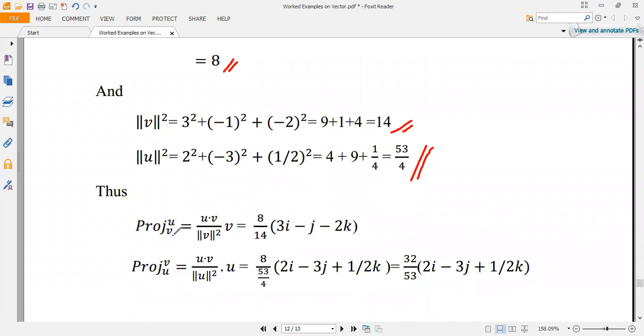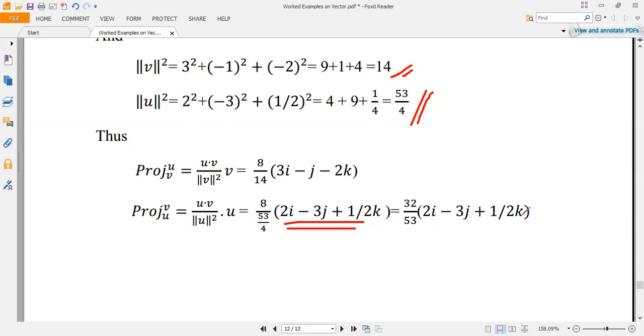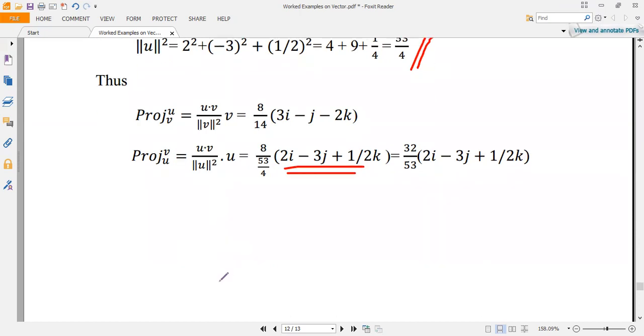So the projection of u on v is u dot v over the magnitude of v squared times v, which is 8 over 40 times the v vector. And the projection of v on u is u dot v over the magnitude of u the whole square times u, which is 8 over 53 over 4 times the u vector, which gives this one. So this is how to find the projection.